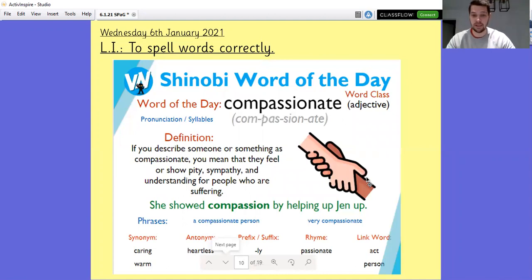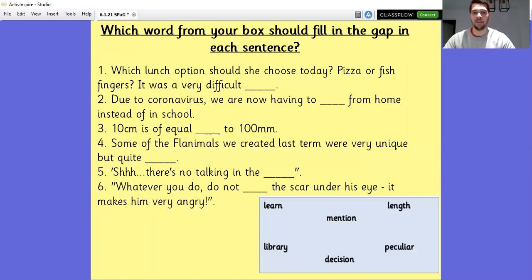The example here looks like there's a mistake actually. She showed compassion by helping Jen up. So she was caring. Jen may have fallen over and she was a compassionate person because she gave her a helping hand and helped her up. Obviously, this is before coronavirus because they're not keeping their social distance at the moment.